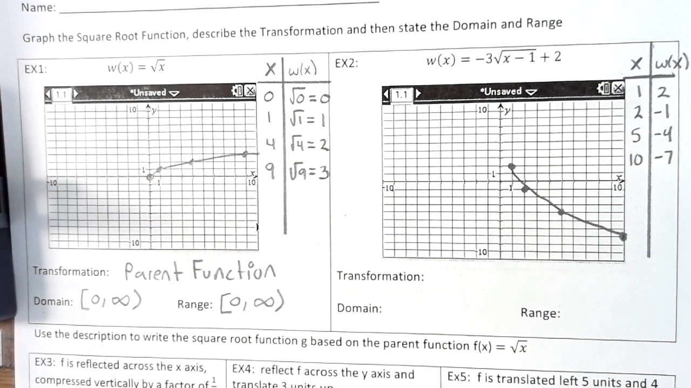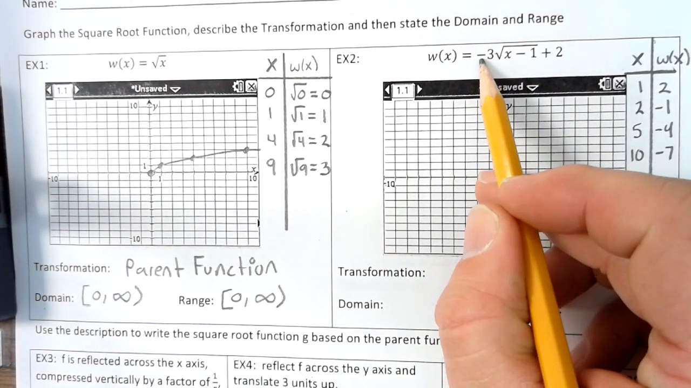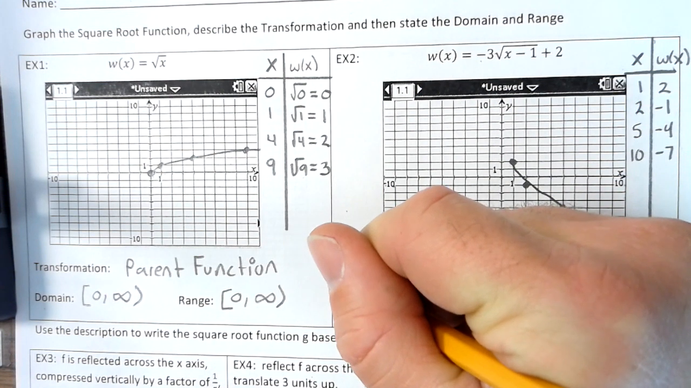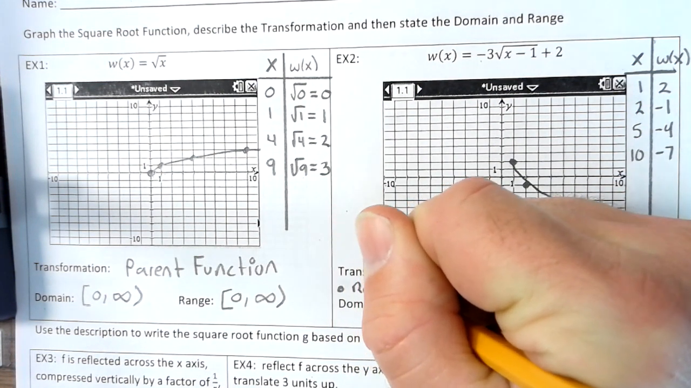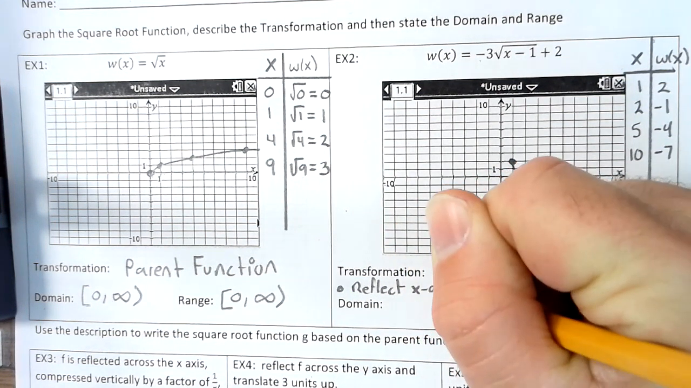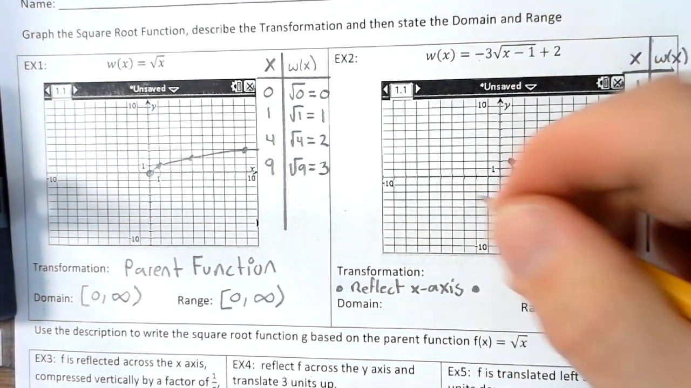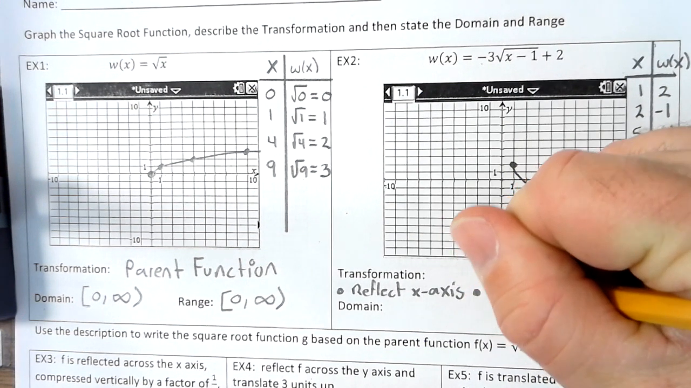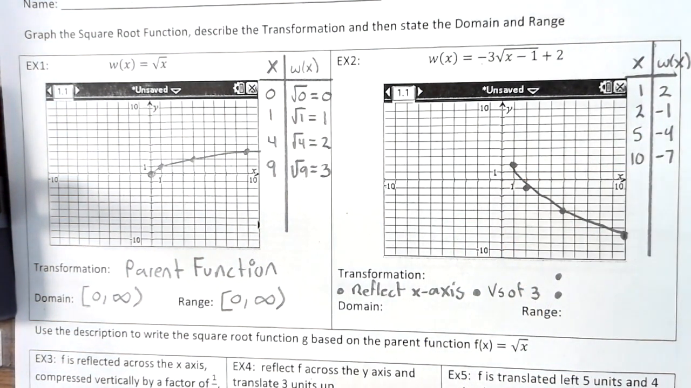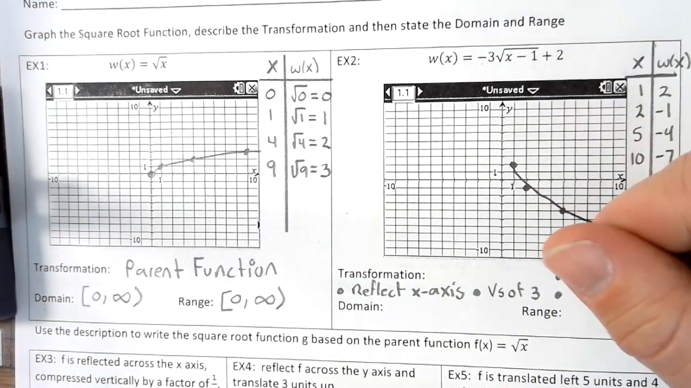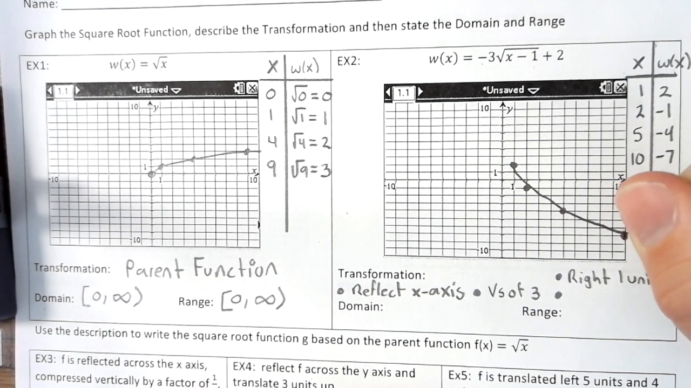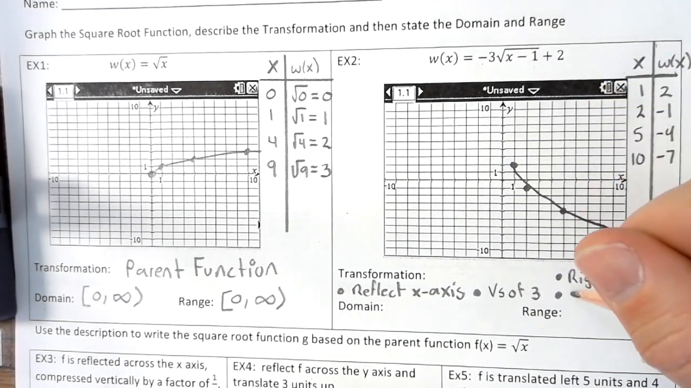All right. So transformations, let's look from left to right. So the first one, it reflects over the x-axis. Next one, the 3 is a vertical stretch of 3. And then the next one is it's right 1 unit and up 2 units.